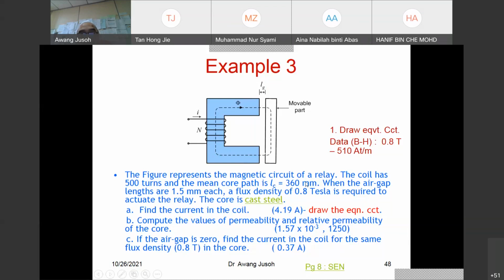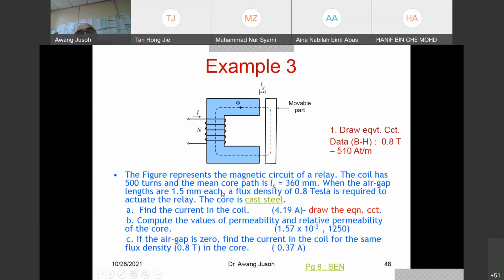You see that mm now, millimeter. Then you need to change this to meter. When you do the calculation later on, you need to change to the meter, which becomes 0.36 meter. Okay. When the air gap length Lg is 1.5 mm each, the flux density of 0.8 Tesla is required to actuate the relay.